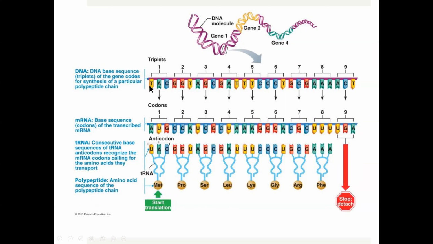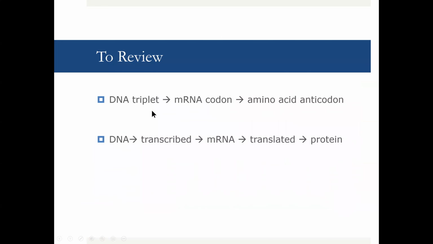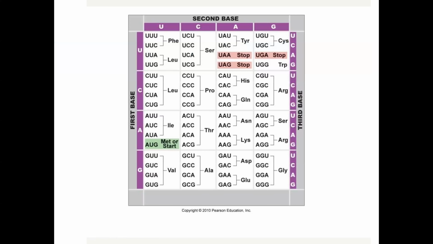If you could translate these base pairs, which is the triplet, into a codon for the messenger RNA and into an anticodon. DNA triplet, messenger RNA codon, amino acid anticodon. DNA is transcribed to messenger RNA, translated to protein. That's the big picture of the process that we just described.